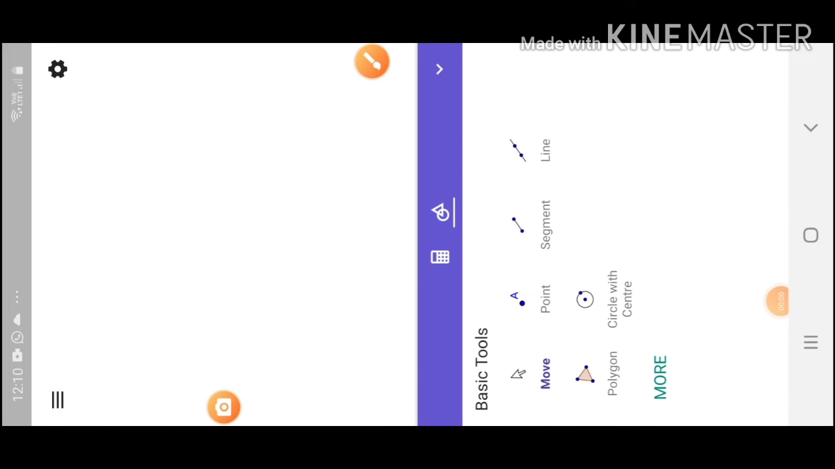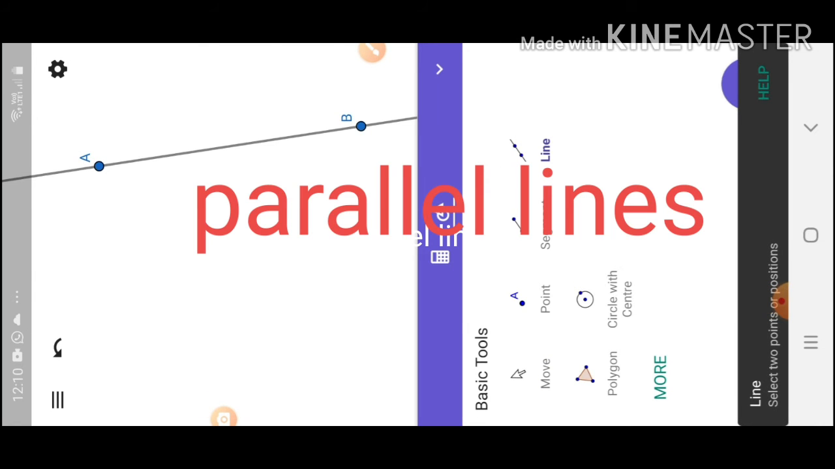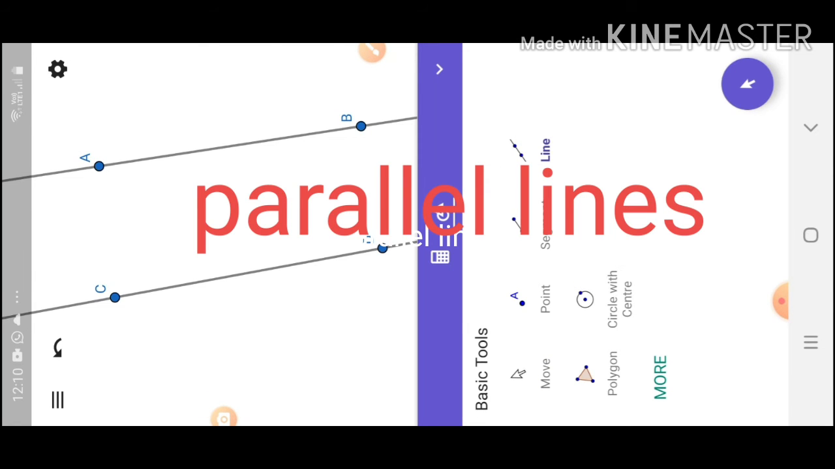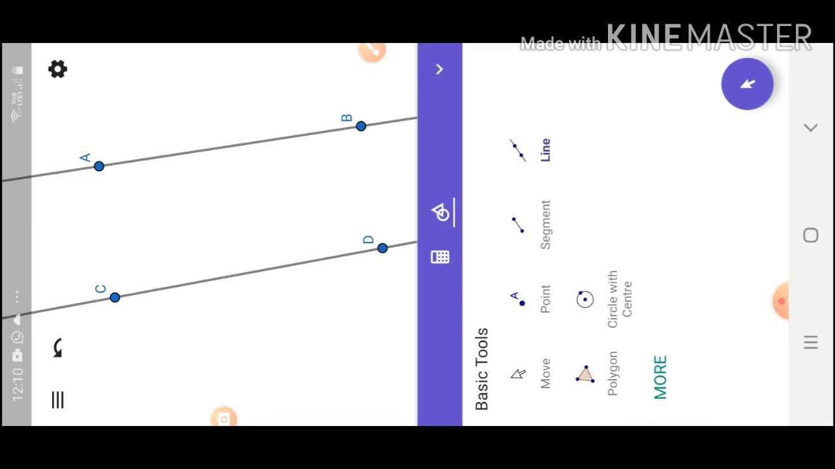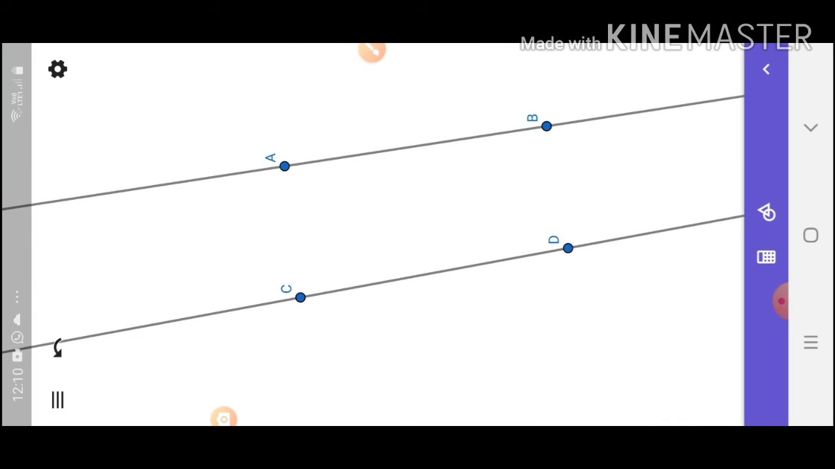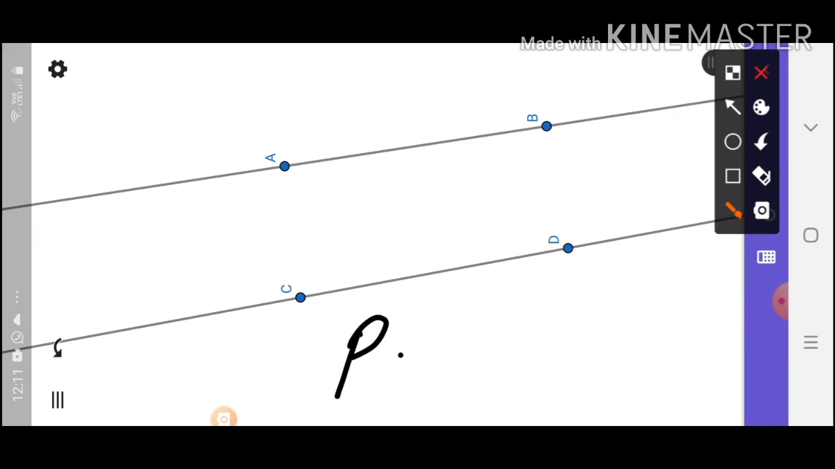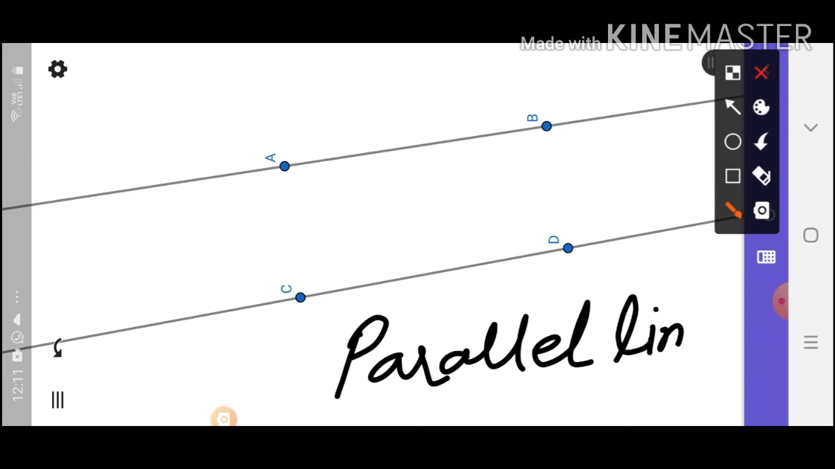Let us take two lines and let us revise the concept of parallel lines. Can you define what are parallel lines? Yes, the lines which are present in single plane but they are not intersecting with each other are called as parallel lines.